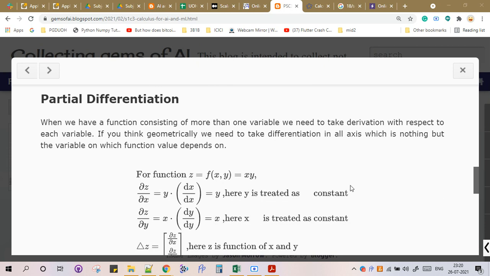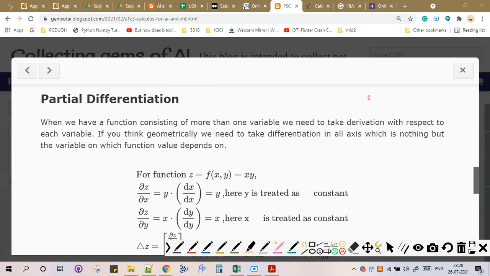Partial differentiation. Why is partial differentiation useful? Because in reality, we don't have just one variable, right? We have more than one variable in most of the cases, right? So partial differentiation is nothing but we are doing partiality. How partiality? Let's say I'm having one function. Don't use this term in an interview or anywhere. I'm just using it for the explanation.